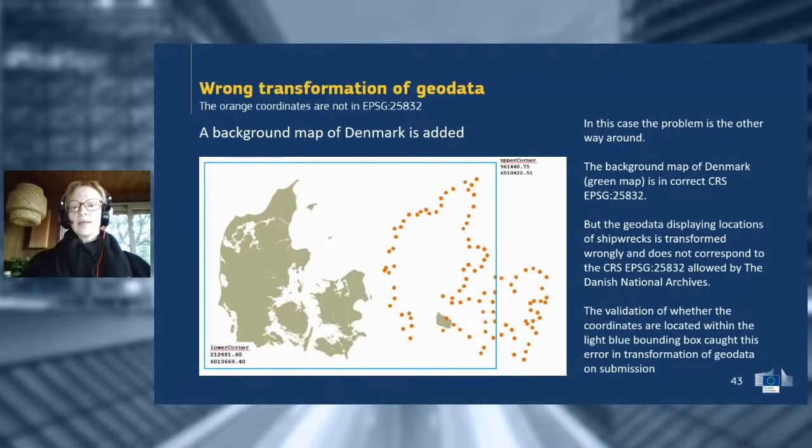Before, the problem was that the background map was not in the same CRS as the actually preserved data. But in this case, the background map is actually in the correct coordinate reference system, but the geospatial data set is transformed wrongly to this same coordinate reference system. So it really isn't in that CRS. That is the only CRS that we allow at the Danish National Archive. This requirement, and the validation it enables, actually revealed that there had been a wrong transformation of the geospatial data on submission to the archive. That is why we at the Danish National Archive find that this is a really important requirement and a really important validation to do on your geospatial data.